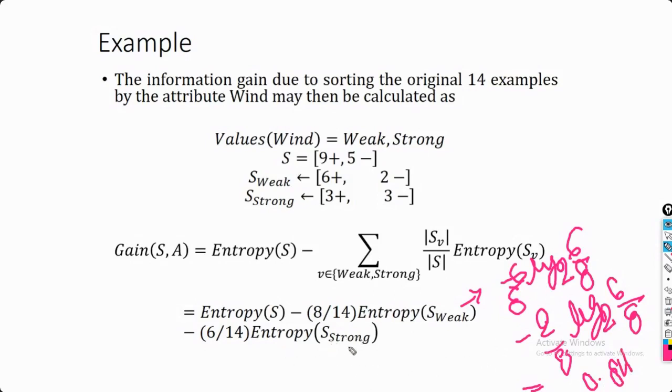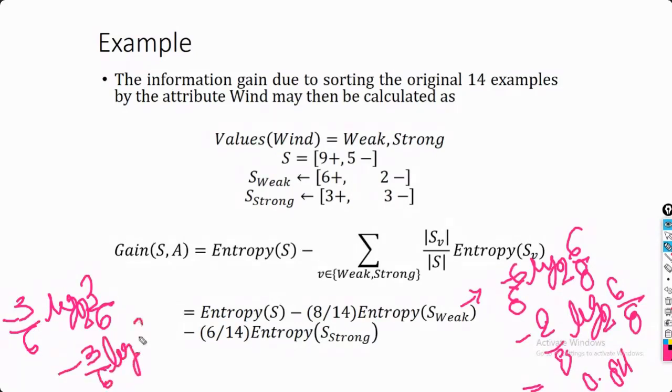Next we will calculate the entropy with respect to strong. You are going to write the same thing. It's going to be minus 3 divided by 6, because it's the total, log 3 divided by 6, minus 3 divided by 6 log 3 divided by 6. As it's an equal division, here you will have the value 1. Whenever you have an equal division, you can write it as 1.